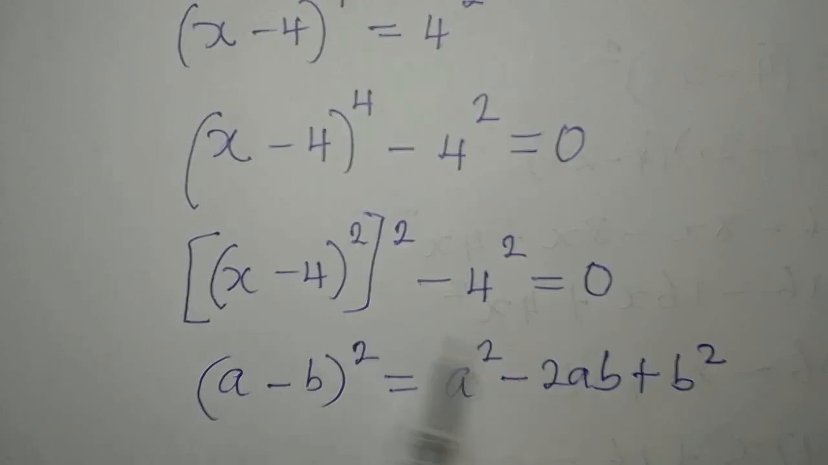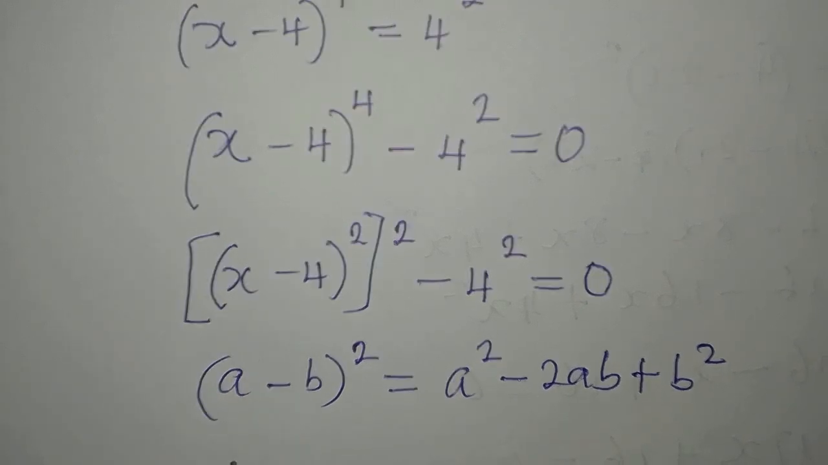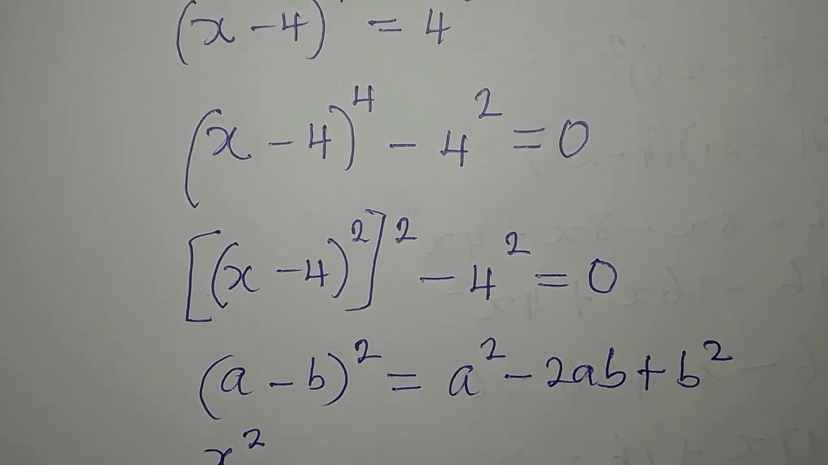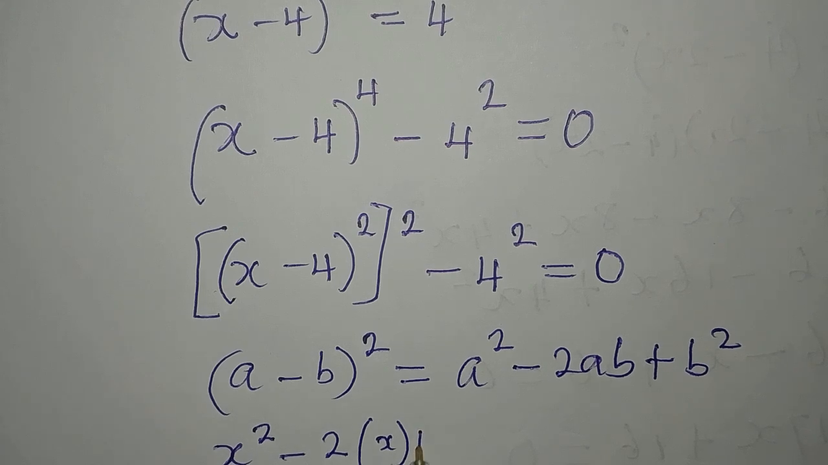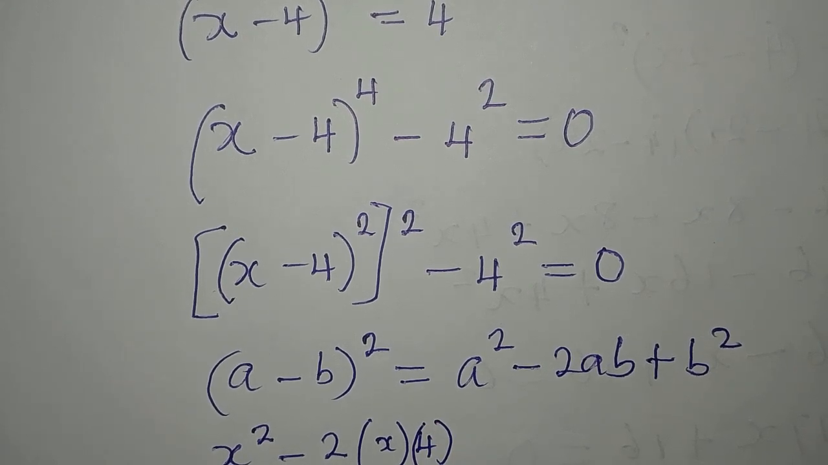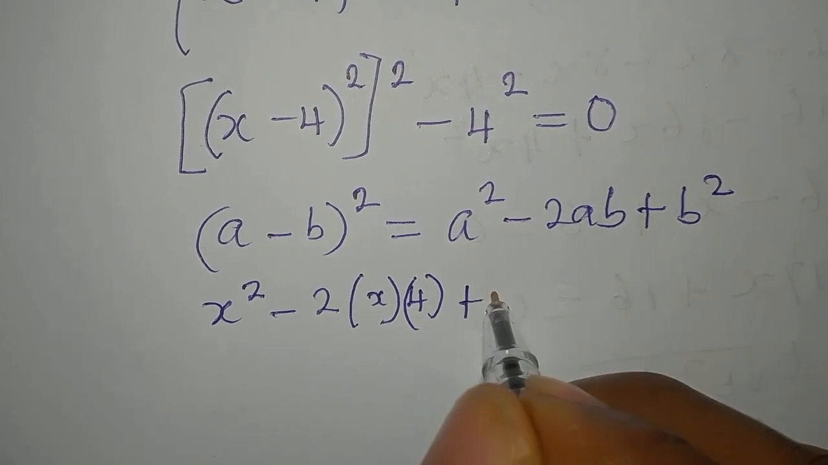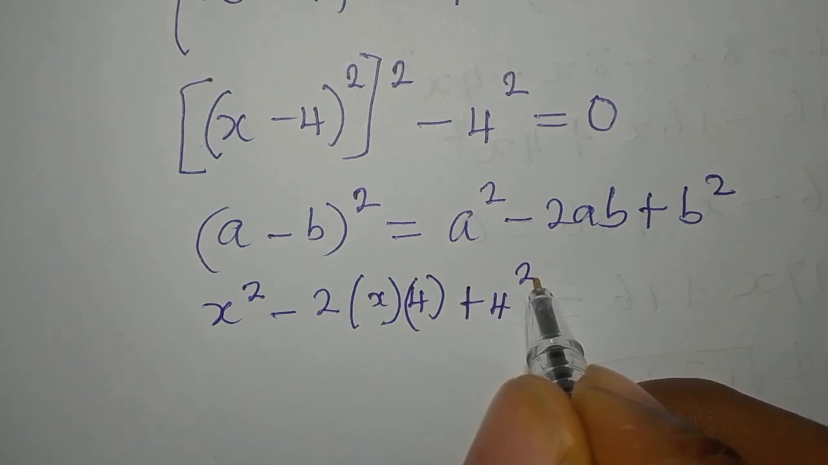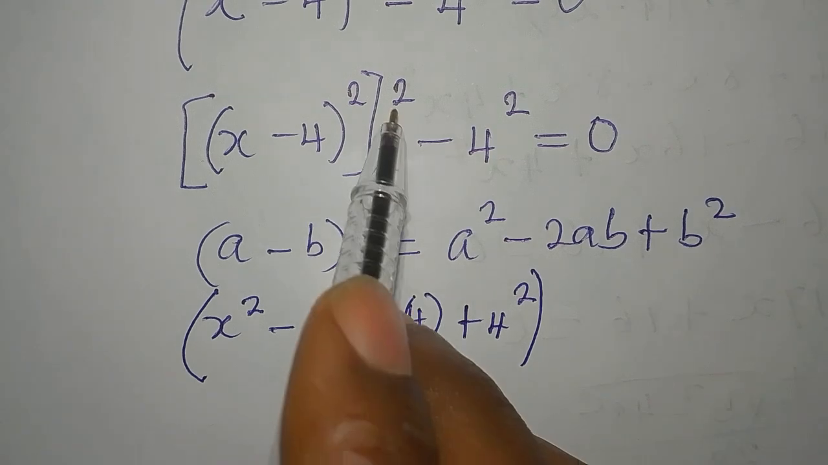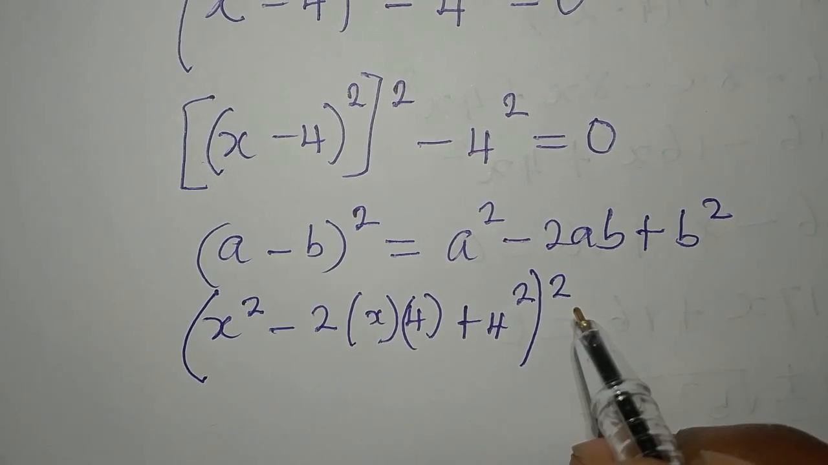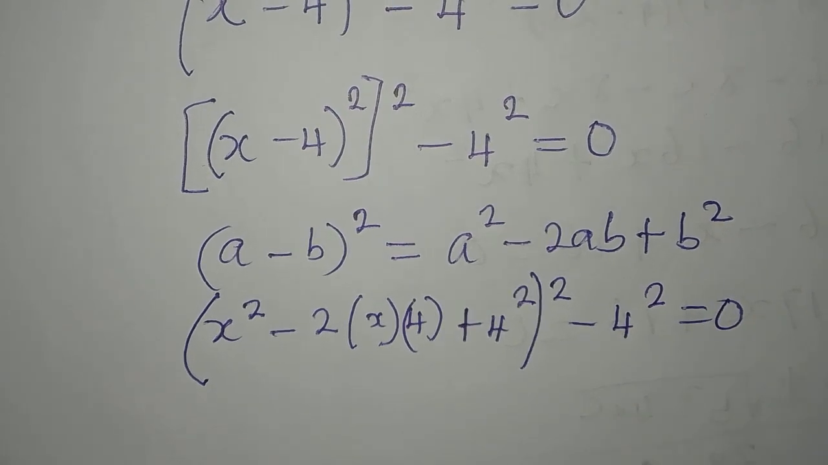So I'm going to express this in this form. My a² now will be x², so I'll write x² − 2, where a is x and b is 4. Then I'm going to get b², which will now be 4². Then I will close this and square everything. Then I have minus 4² and everything is equal to 0.